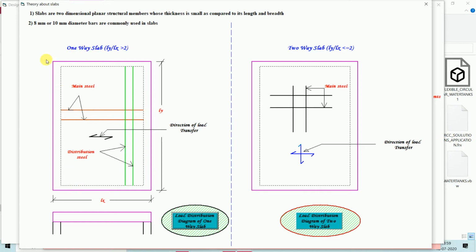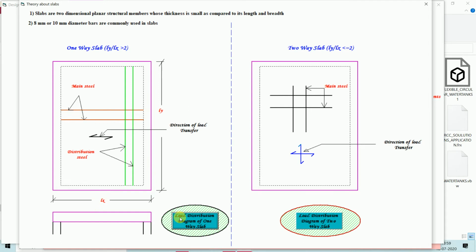Before that, there are two types of slabs: one is a one-way slab and the other is a two-way slab. A slab with aspect ratio greater than 2 is a one-way slab. In a one-way slab the main steel reinforcement is parallel to the shorter span. You can see here the shorter span, and this is the symbol for a one-way slab. It means the load transfer will take place parallel to Lx, that is the shorter span.